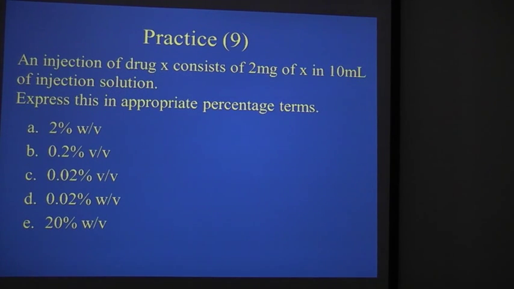An injection of drug X consists of 2 milligrams of X in 10 mils of injection solution. Express this in an appropriate percentage terms.